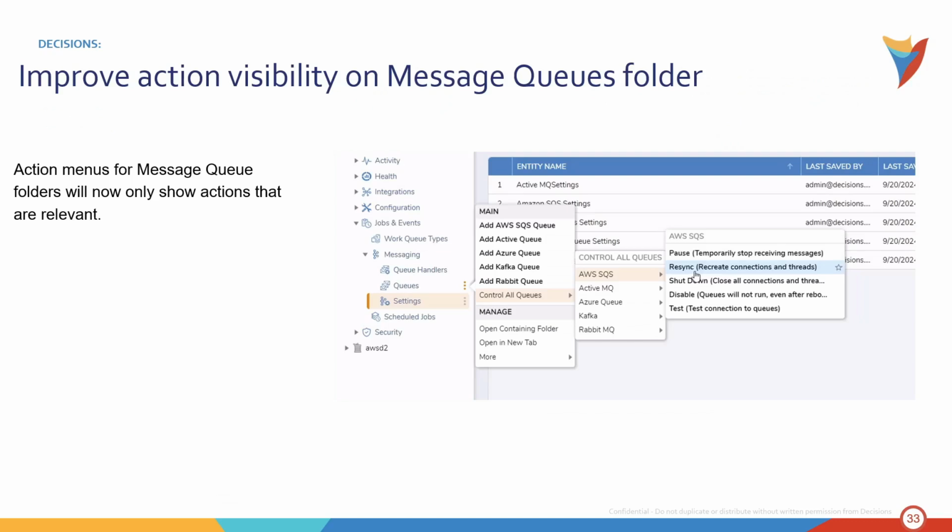For message queues, action menus will now only display actions relevant to the action queue. This is part of ongoing work to redefine the context menus, ensuring only the necessary options are shown to improve the user experience.